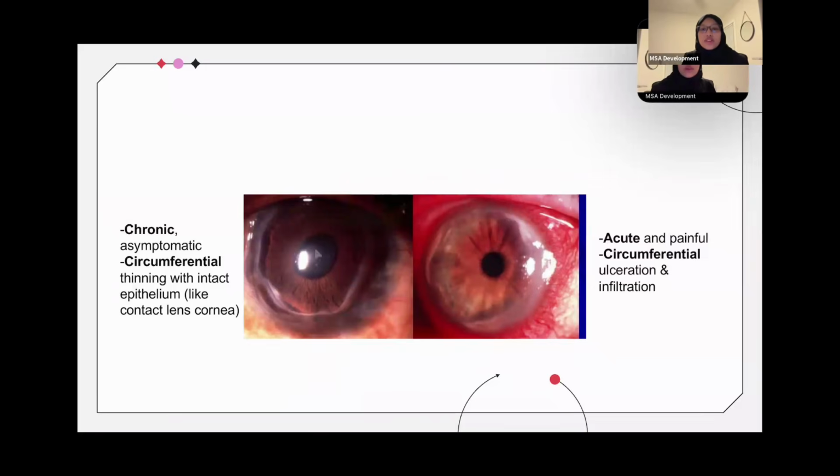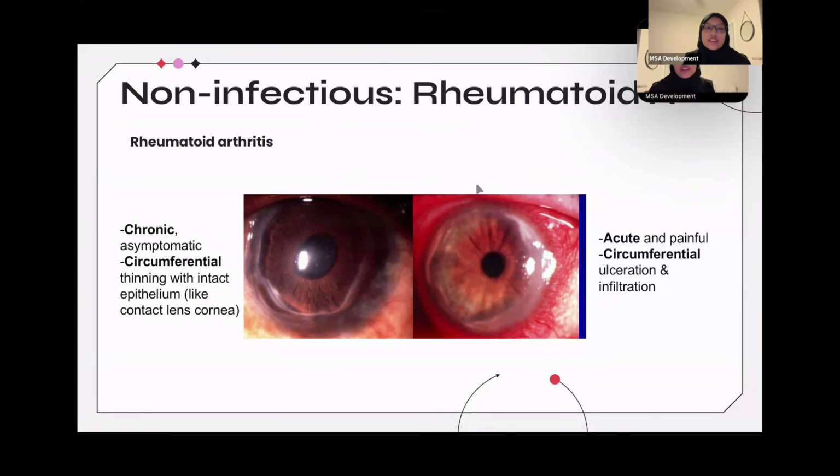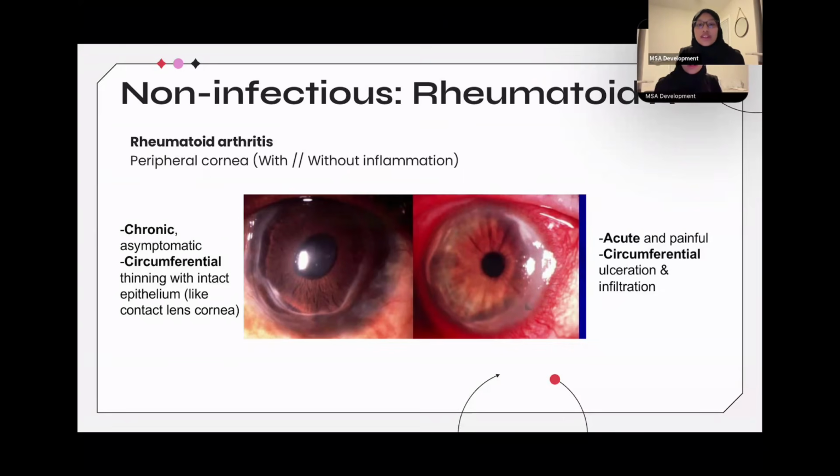Okay. Now, what do you see here? I'm not going to show the name, but it's a systemic disease that can cause peripheral damage to the eye. And you see here one side, it looks milder with intact epithelium. It looks like a contact lens. You can say that. This one is more severe, diffuse, circumferential, but very acute and painful. This is chronic. These two manifestations can happen in rheumatoid arthritis, which is another systemic disease, if you remember, with peripheral cornea damage with inflammation, that one, and then without inflammation.